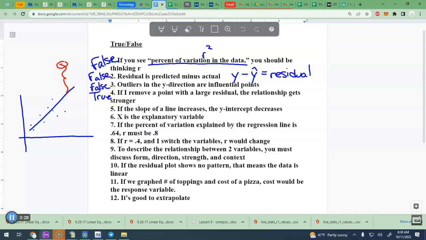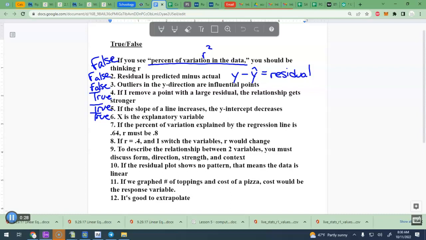Number 5, if the slope of the line increases, the y-intercept decreases. If the slope goes up, doesn't that make the y-intercept have to come down? If the slope goes down, the y-intercept goes up. So these always work in opposites, so that is true. 6, x is the explanatory variable, that is also true. Question on the first 6 there?